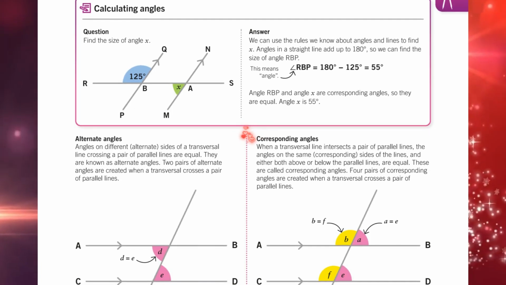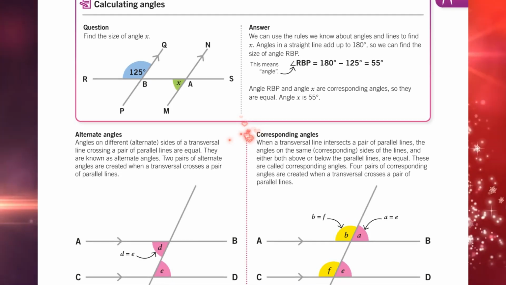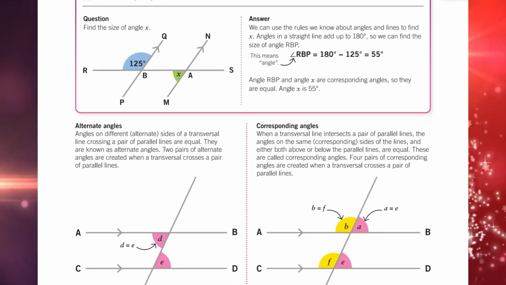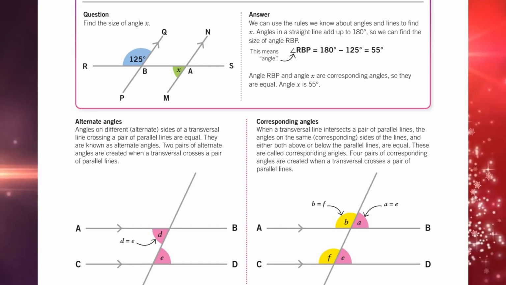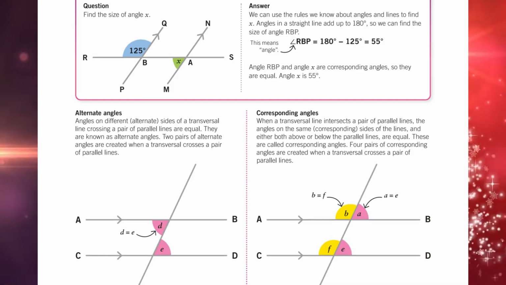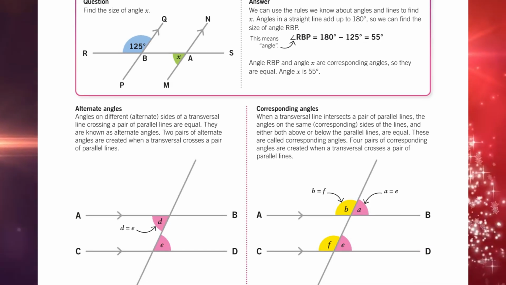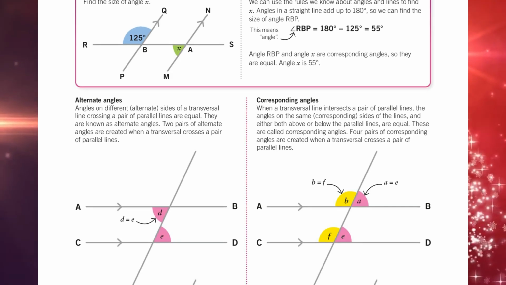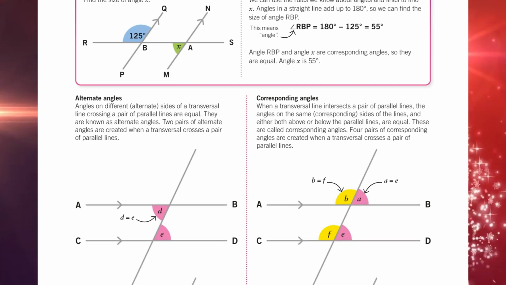Corresponding angles. When a transversal line intersects a pair of parallel lines, the angles on the same or corresponding sides of the lines and either above or below the parallel lines are equal. These are called corresponding angles. Four pairs of corresponding angles are created when a transversal crosses a pair of parallel lines.